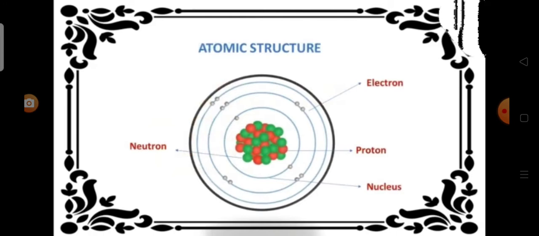There is a force of attraction between the protons in the nucleus and the electrons in the orbits. Electrons in the inner orbit are strongly attracted by the protons and they cannot be removed from the atom easily. But the electrons in the outermost orbits are loosely bound and they can be easily removed from the atom.